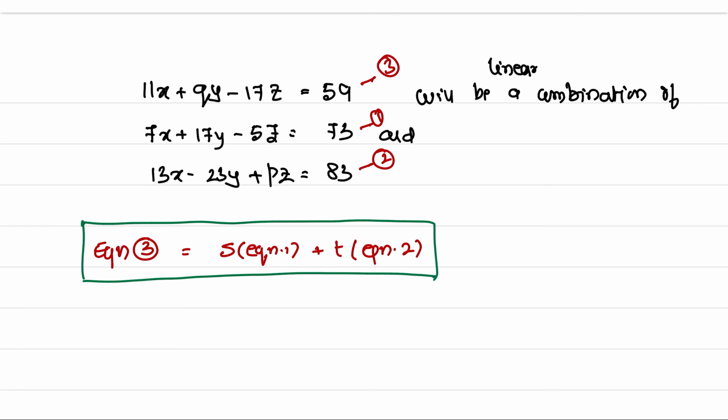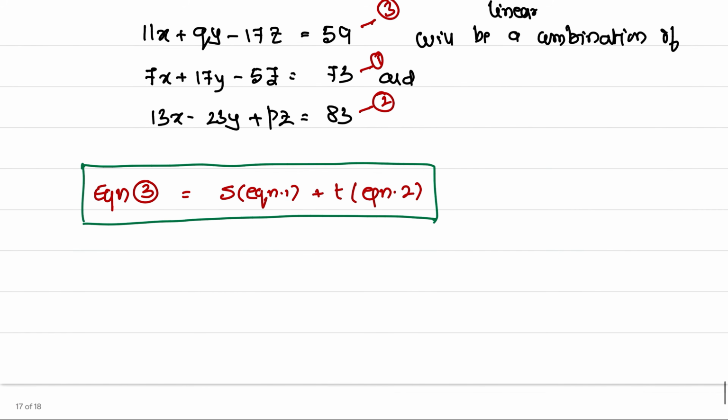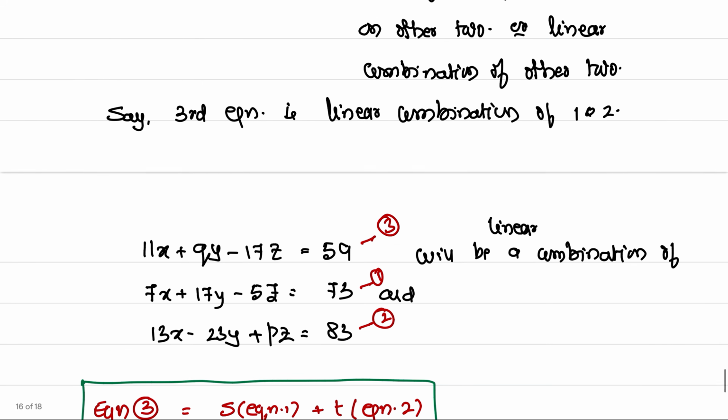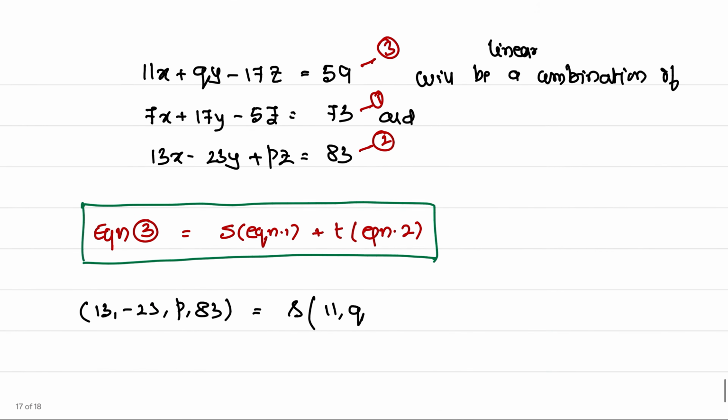Where s and t are the scalar quantities. Equation 3, coefficients including constants, can be represented as: x coefficient 13, y coefficient minus 23, z coefficient p, and constant 83, is equal to s into 11, x coefficient, y coefficient, 70, 11, this is 3, this is 1, this is 2, sorry, we will rewrite.